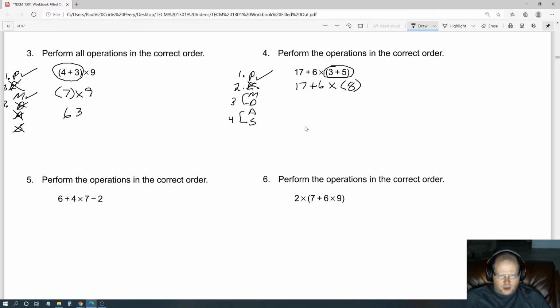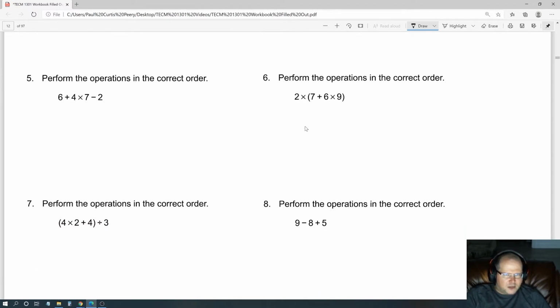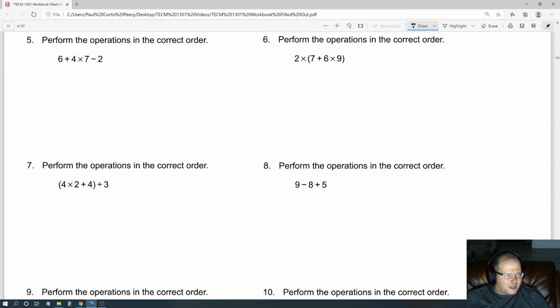Is there any multiplication or division? There's multiplication, no division. We do multiplication now. We pull down 17 because we're not doing addition yet. Then 6 times 8 is 48. I don't know why they like 48 so much. There's no division, so we move on. Is there addition or subtraction from left to right? Indeed, there is addition. There is no subtraction, so 17 plus 48 is 65. Okay, let's move on. I know this is very repetitive, but once you get the idea of PEMDAS, these are not hard. Oops, let's do it vertically.